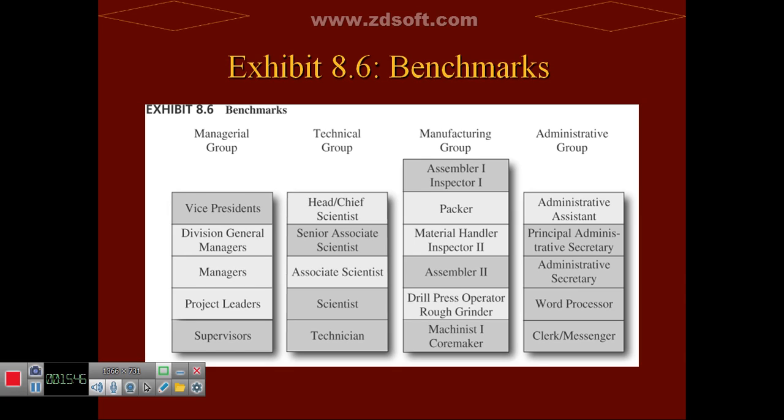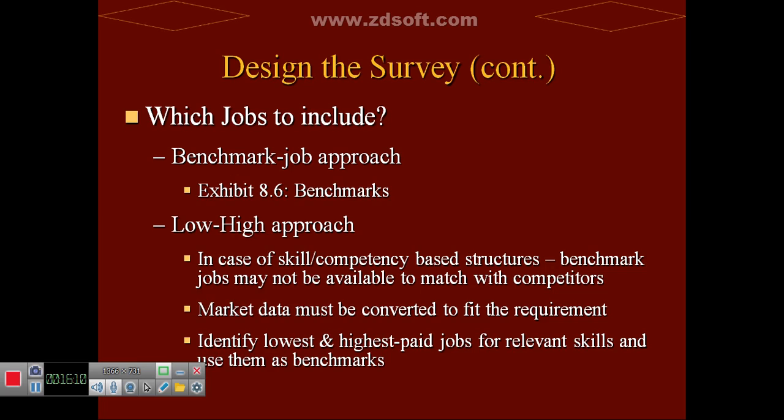Similarly for employees who work in the administrative section, these are the benchmarks. How much are the competitors paying for administrative assistant, principal administrative secretary, word processor or clerk and messenger. So these are benchmarks, nothing else. Because simply you cannot go on gathering information about each and every job in the competitor firm. So depending on the requirement, those benchmark jobs will be studied regarding how much salary the competitors are paying for that particular job.